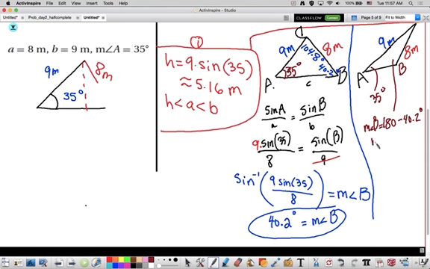130.8. Measure of angle B equals 139.8. Is that a pretty easy rule to remember? Yeah. Take the reference angle, subtract it from 180, and you have your new angle. That will give you the obtuse version. Yep. So this is the obtuse version. Good.